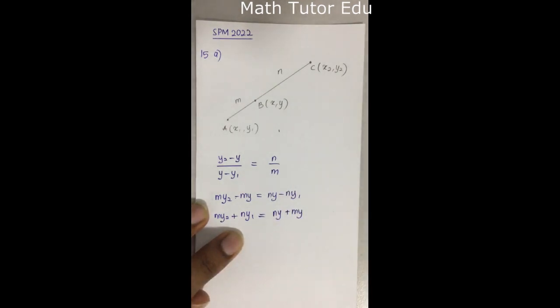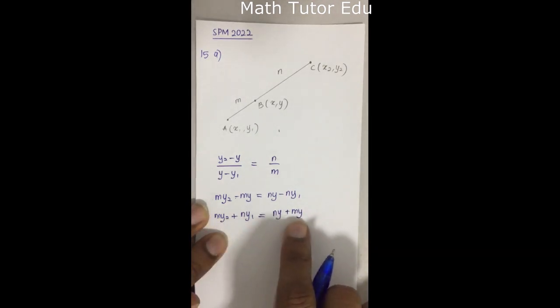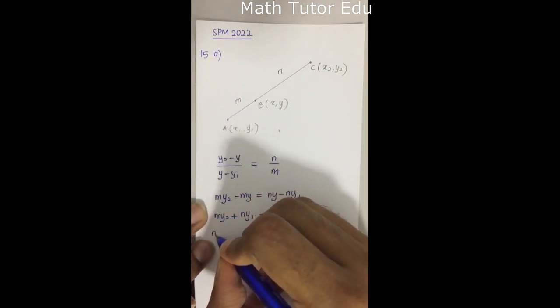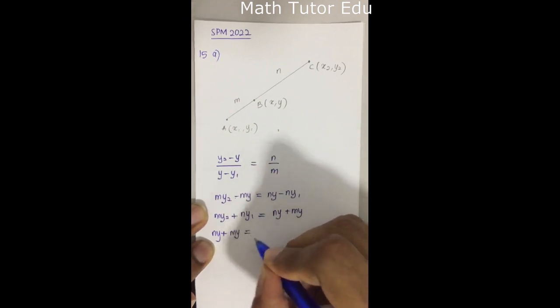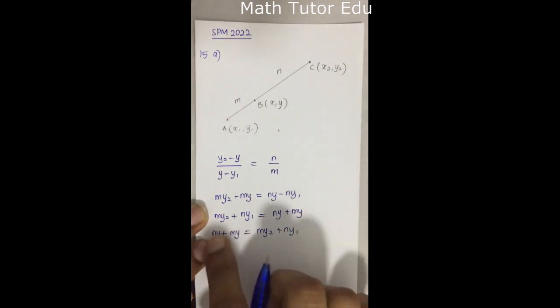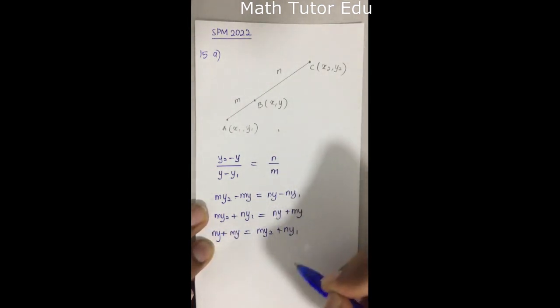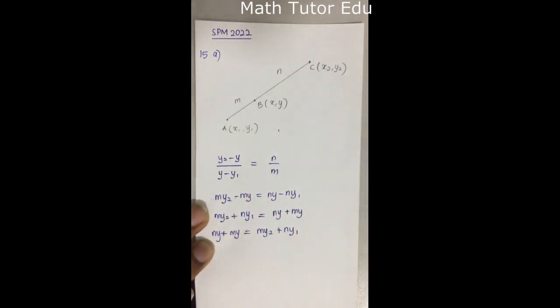Okay, so from here, we shift the equation: NY plus MY equals to MY2 plus NY1. Okay, actually this particular step you don't need to write in your exam. You can straight away omit this step and then go for the next one. I'm showing this for the learning purpose, guys.